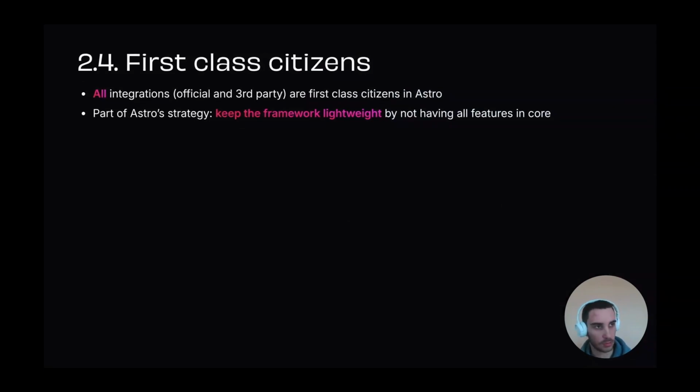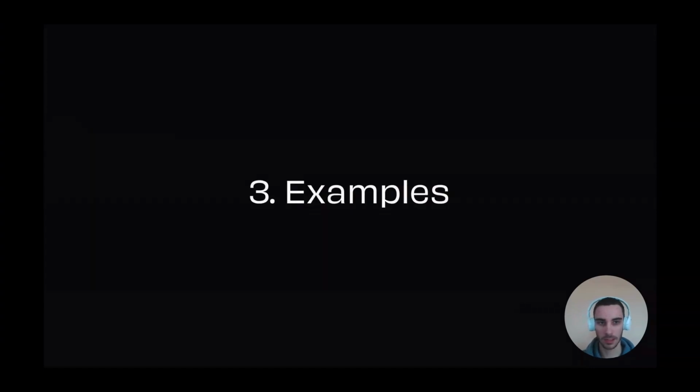And it's important to tell that integrations are really first-class citizens in Astro, including third-party ones. This is part of our strategy because we want to keep the framework lightweight. So by exposing this API, we allow anyone to integrate any tool or any feature, but without having it in core. So we really encourage the community to write integrations for what they need. So let's see a few examples.